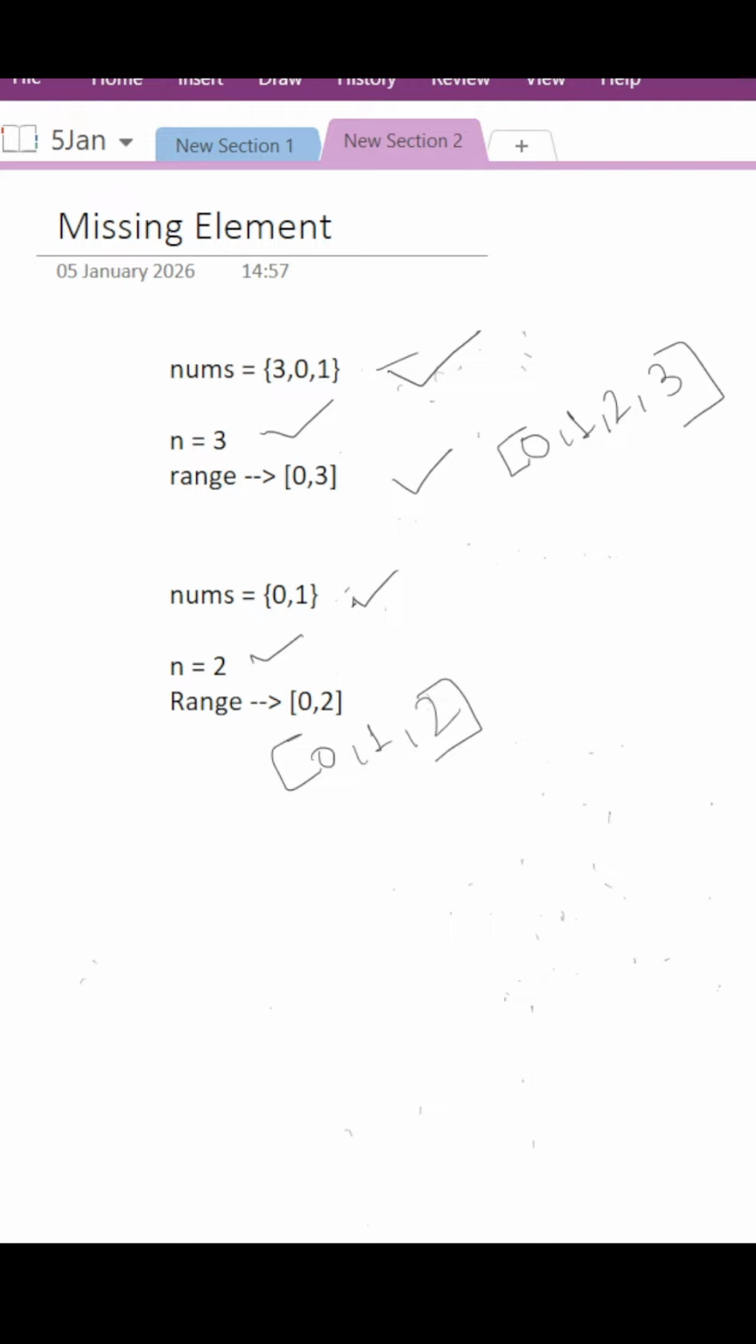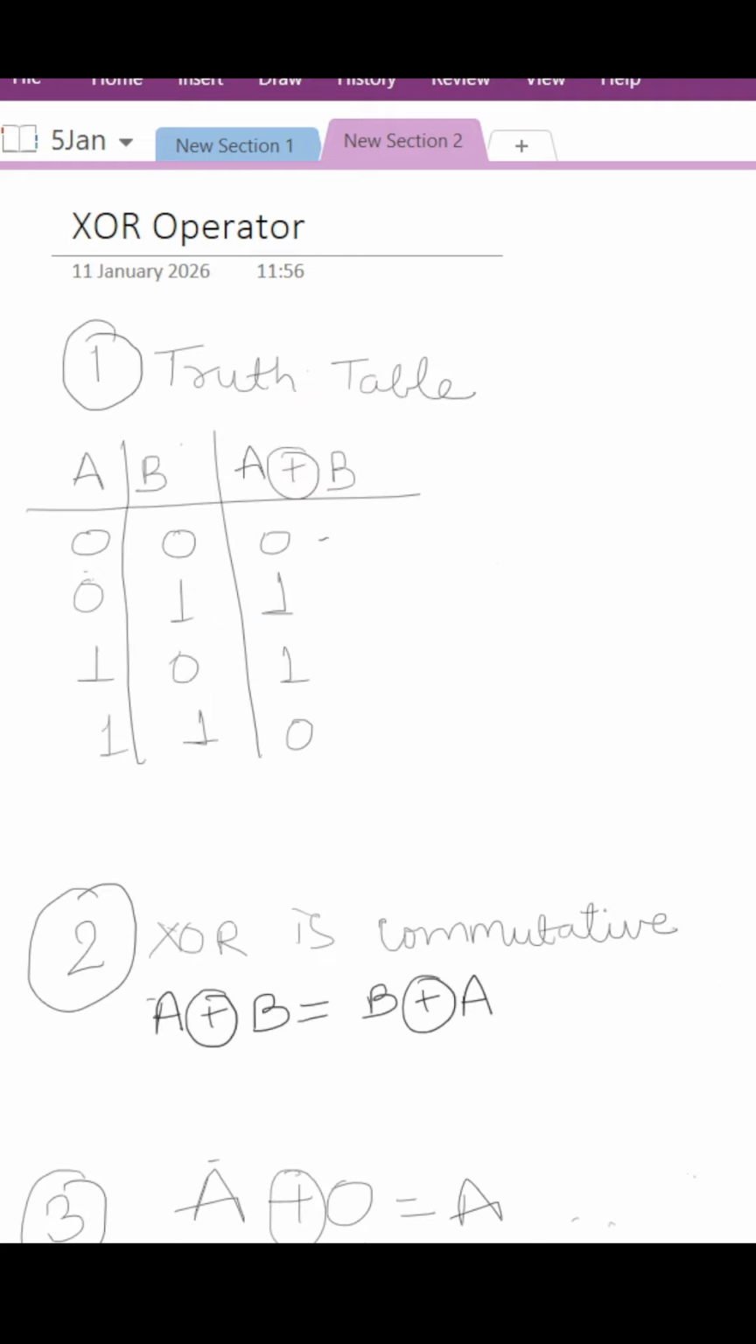We have already solved this problem using brute force and summation approach. Third approach is using XOR operator. हमें XOR की कुछ properties के बारे में पता होना चाहिए so that we can easily solve the problem.